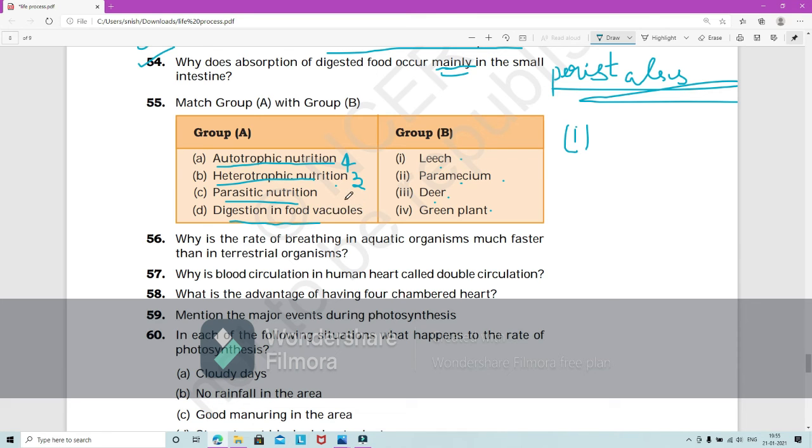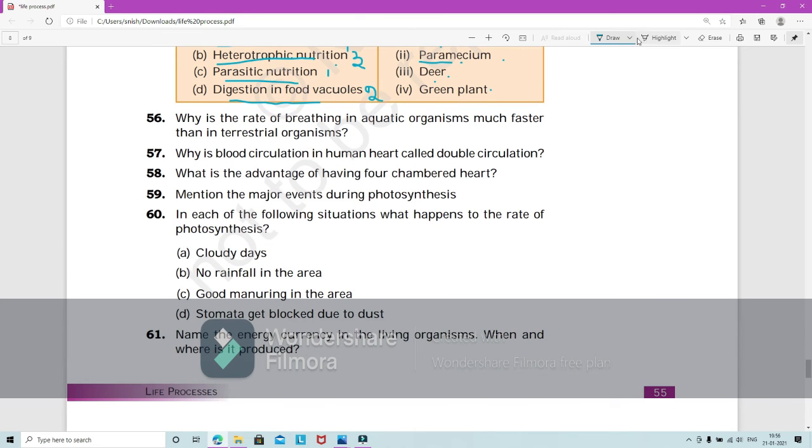Okay, so where is the parasitic mode of nutrition observed? In the case of leech. What is the parasitic mode of nutrition? The organism grows on another organism, and without killing it, it just takes out all the nutrition present. Okay, so you can mark 1 here. And digestion in food vacuoles is seen in the case of paramecium. It's 2. So the answer is 4312. Okay, so this question is done.